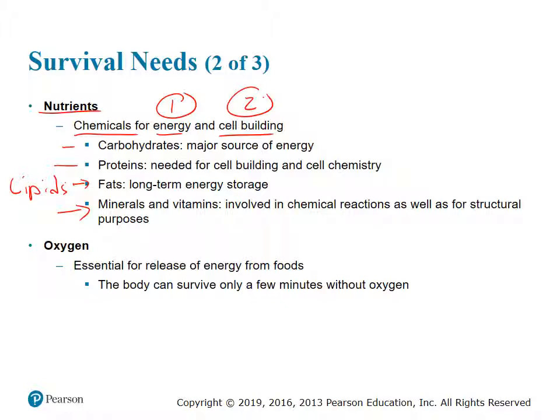So again, if we don't get a good mix of all of these things, then the body starts to act funny, right? Starts to be abnormal in its function. Oxygen is really important because we use it when we break down food and break down nutrients to harness the energy that we need. Oxygen gets used in a major important step at the end of all that.